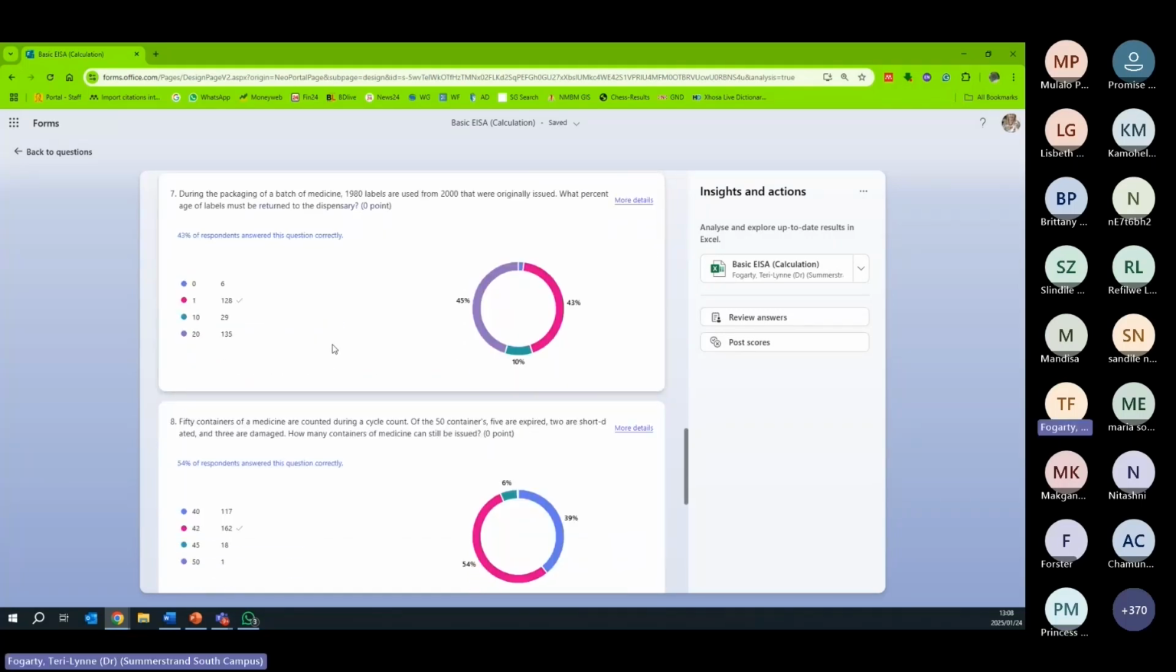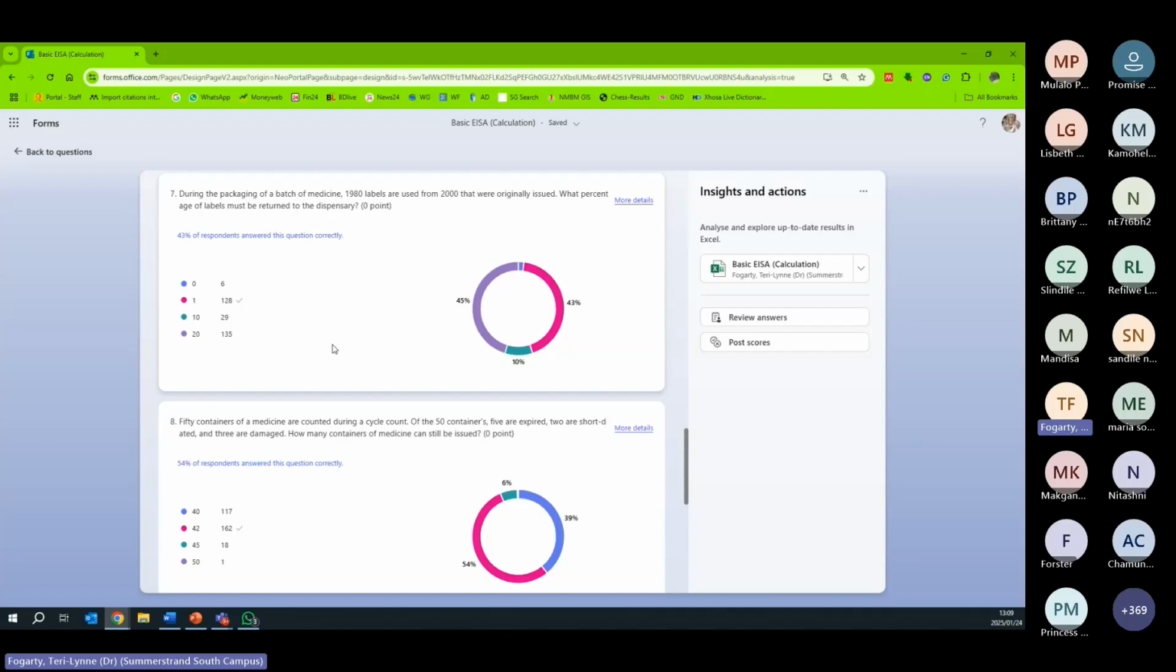Right, so now here is more of maybe a stock question or a reconciliation question. During the packaging of a batch of medicine, 1,980 labels are used from 2,000 that were originally issued. What percentage of labels must be returned to the dispensary? Again, a higher order thinking question because there's more than one step.